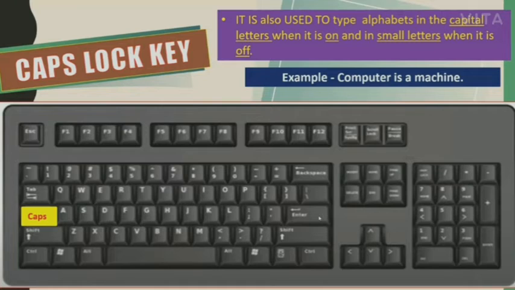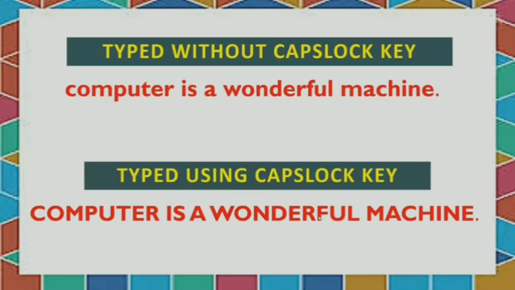Next one is caps lock key. It is used to type capital letters when it is on and small letters when it is off. You can see it is present at the left side of the keyboard. When you switch it on, the light will be switched on. Upper line is typed without caps lock and below line is typed using caps lock key. It is in capital letters or uppercase.